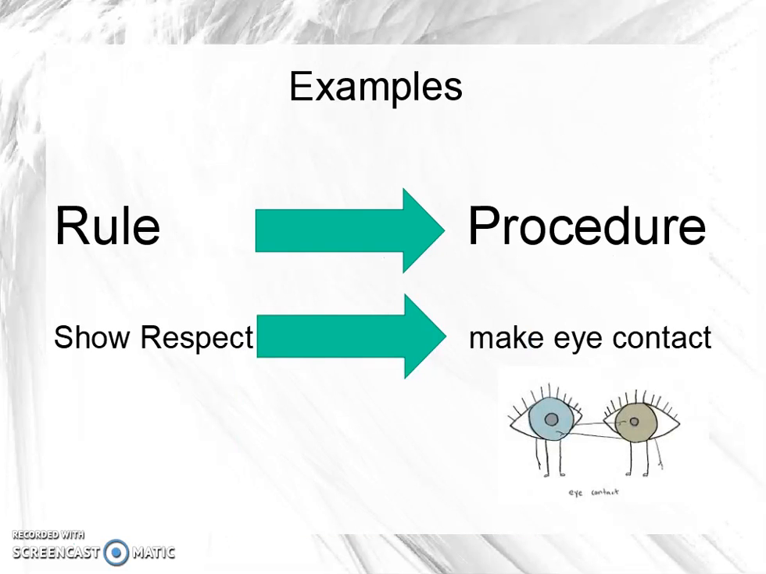Once you have rules, the next step is to design procedures that clearly explain the behaviors that match the rule. For example, a rule that says, "show respect," might have procedures that establish the specific ways a student can do this, such as by making eye contact with the speaker, or not speaking when someone else is speaking.